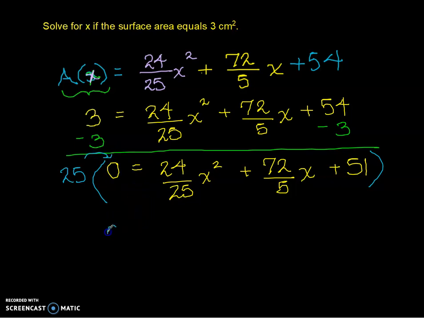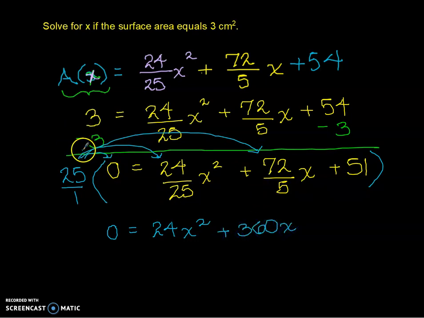25 times 0 is 0. Multiplying fractions, we go straight across. The 25s would divide out here, leaving me with 24x squared. You can also just take 72 over 5 and then multiply it by 25 as well. That would give you 360, bring down the x. And then 25 times 51 would give me 1275.